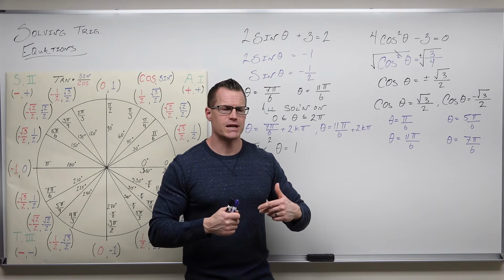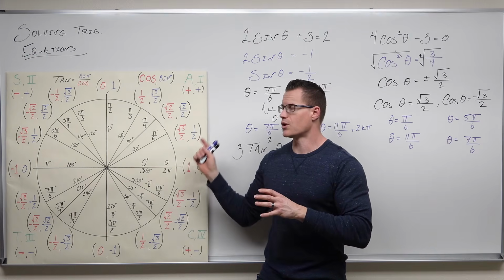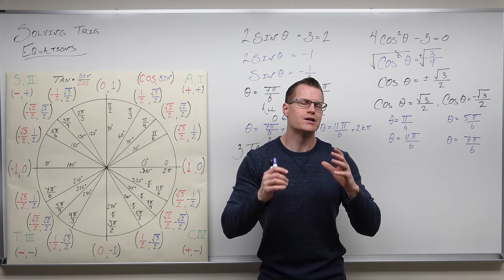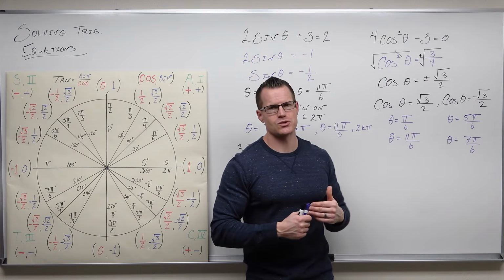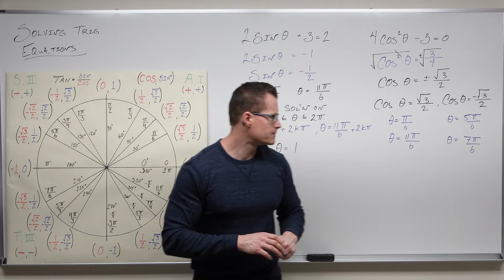I hope that you're understanding: isolate your trig function, use your unit circle on the entire 0 to 2 pi. This will give you all the solutions for that interval. Don't forget to do things like a plus and minus when you're taking square roots, because that's going to lead to more solutions. We don't want to miss them.